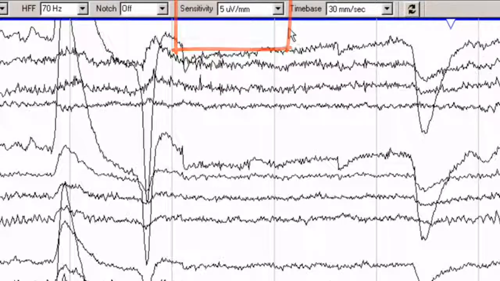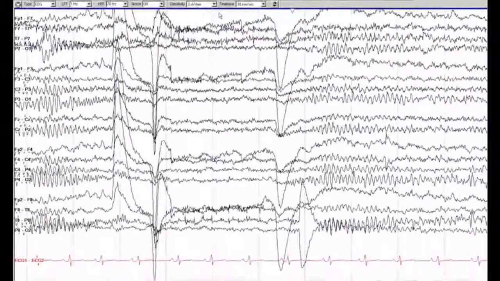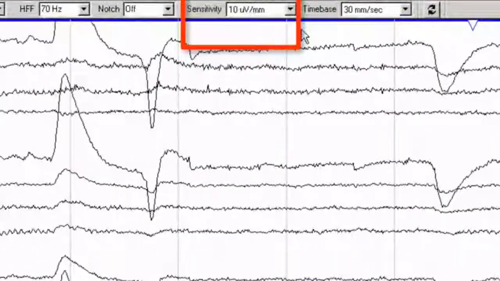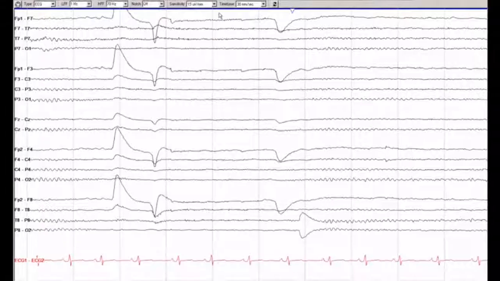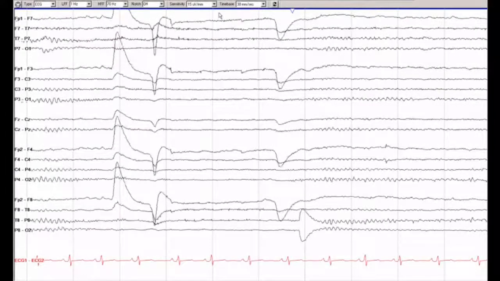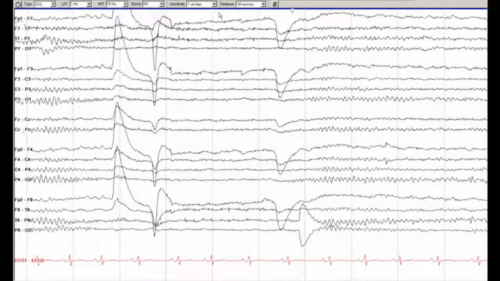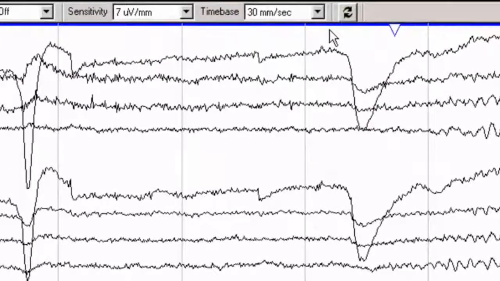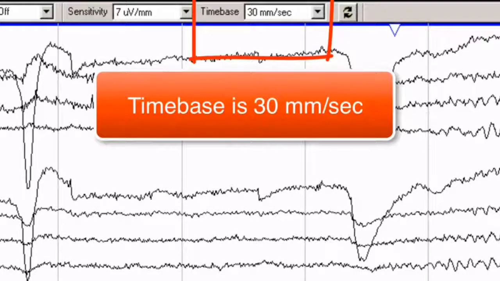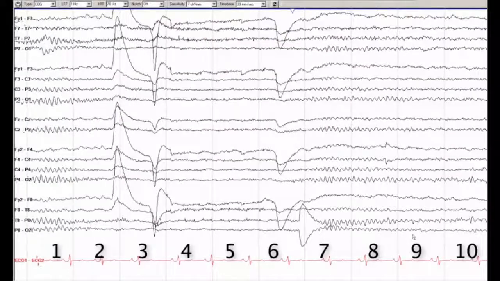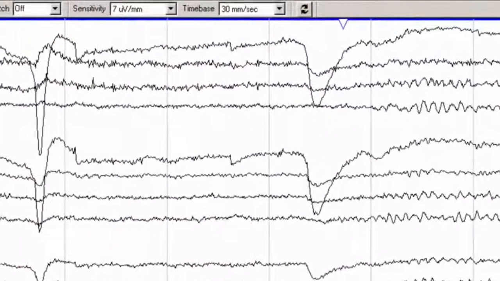Increasing the sensitivity can give the impression that this recording is abnormally high voltage. Similarly, decreasing the sensitivity can give the false impression that this patient has a low voltage recording. The normal sensitivity for reading adult EEG is generally 7 microvolts per millimeter. You may have to adjust the sensitivity in children who generally have a higher voltage EEG background. Finally, we look at the time base, which in this case is set so that we see approximately 10 seconds in a single epoch. You can see what happens if we change the time.